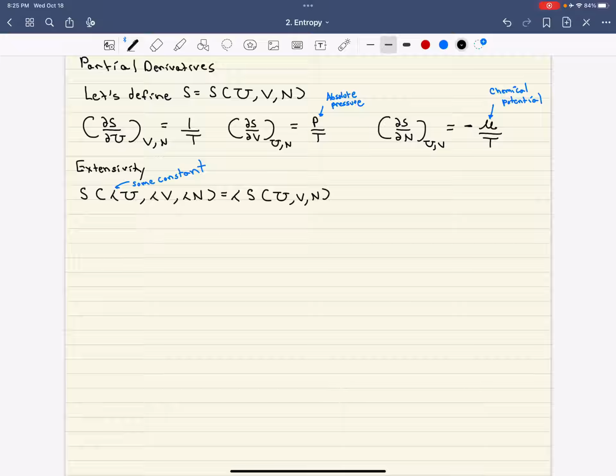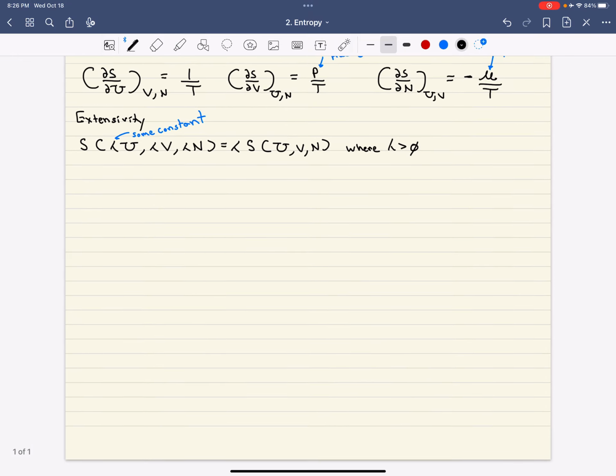And this has to do with the fact that the entropy will scale with system size. So if you're increasing your system size, that will increase the entropy proportionally, where lambda is greater than 0.